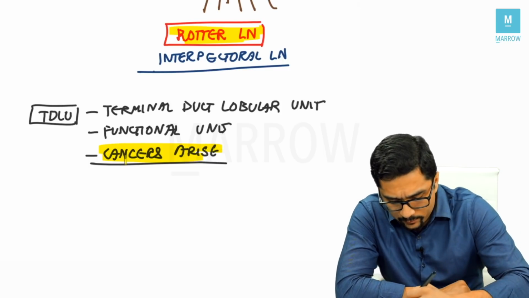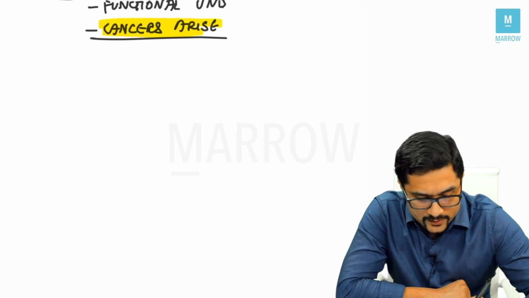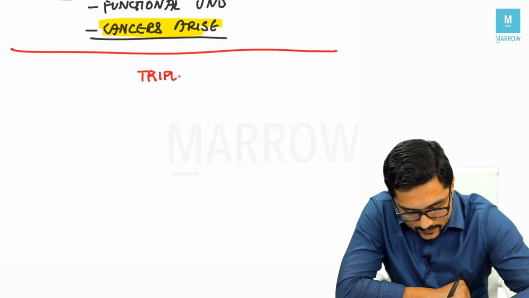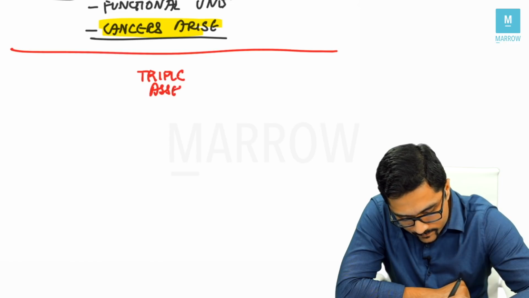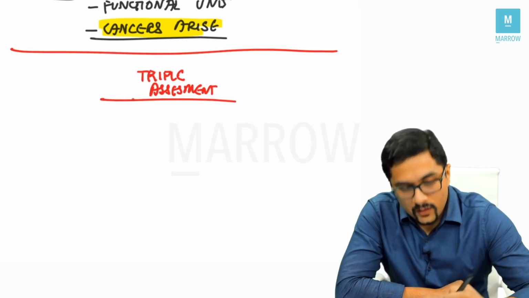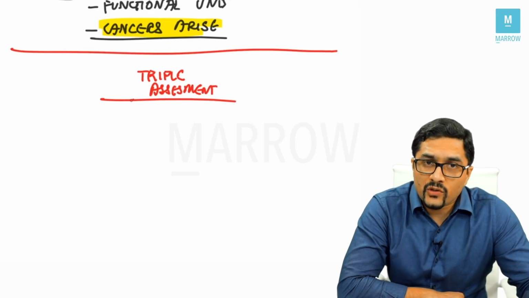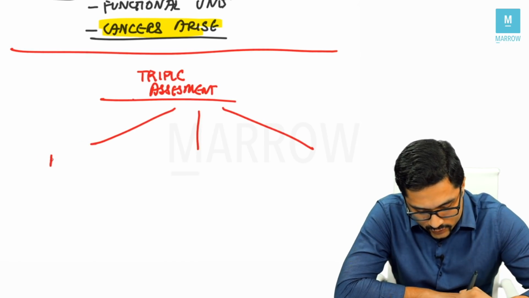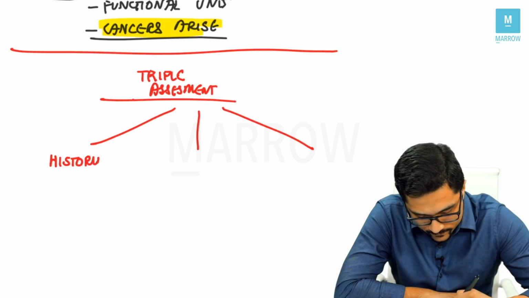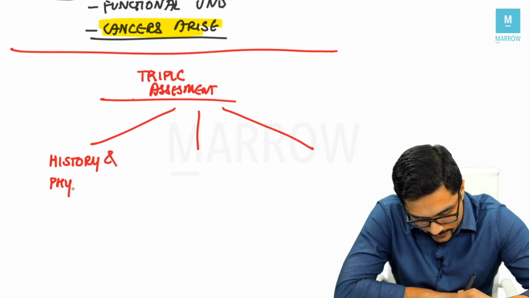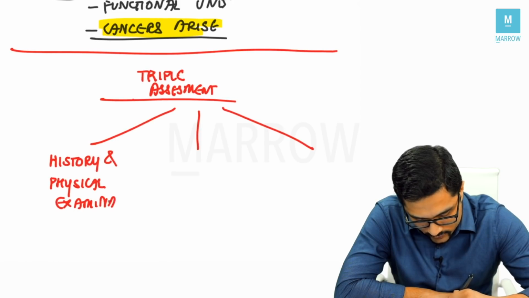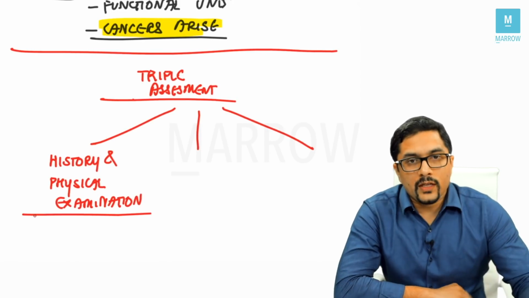Now we move on to a very important topic, that is triple assessment in patients with a breast lump. Triple assessment, as the name suggests, is three things. And what are the three things which we need to do? The first is history and physical examination. So mind you, history is also included in this. So we carry out a history and physical examination of the lump.